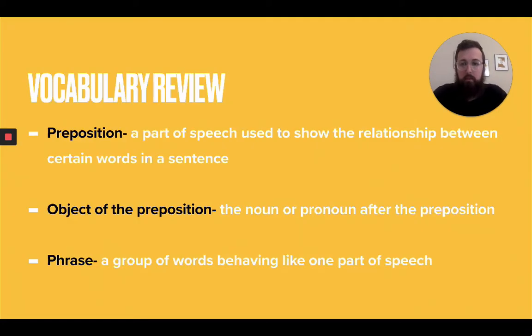So quick vocabulary review, we're learning about prepositional phrases. A preposition is a part of speech used to show the relationship between certain words in a sentence. Now there's over 100 prepositions in the English language, but there's 47 common ones that I want you guys to try to memorize. We also have object of a preposition, that is the noun or pronoun after the preposition. And then a phrase is a group of words behaving like one part of speech. And that's what a prepositional phrase is.